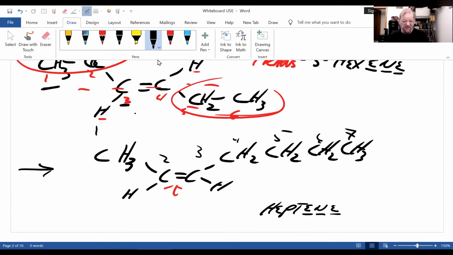Where is the double bond? The carbon closest to the end of the chain in the double bond, and notice it's on carbon 2. If we started counting the other way, this would be 1, 2, 3, 4, 5. And I hope we all agree 2 is smaller than 5. Therefore, we have this. And the last question is, do we have cis-trans isomerism?